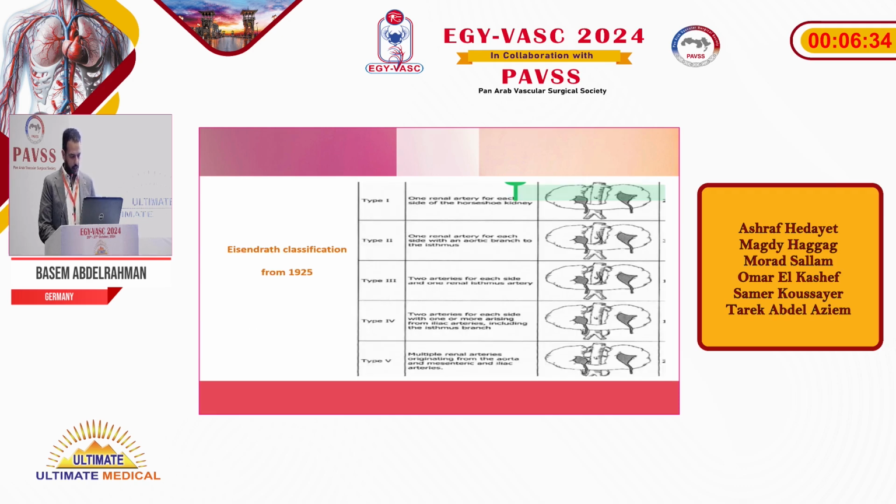According to the Eisendrath classification, there are 5 types of horseshoe kidney: type 1 with one renal artery for each side; type 2, one renal artery for each side plus a branch to the isthmus; type 3, 2 arteries for each side and 1 for the isthmus; type 4, 2 arteries for each side with 1 or more arising from the iliac vessels, including the isthmus branch; and type 5, multiple renal arteries arising either from the aorta or mesenteric or iliac vessels.